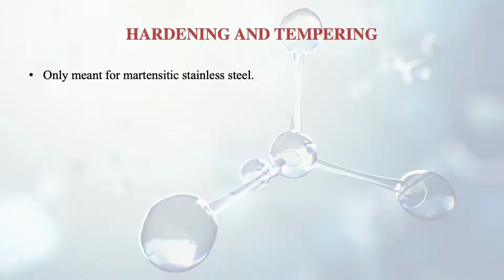So in this session, we will see about different processes of stainless steel heat treatment, and further we will discuss cast iron and other things. Further, we discuss the process of hardening and tempering. And these processes are meant only for the martensitic type of stainless steel. This you have to note down.